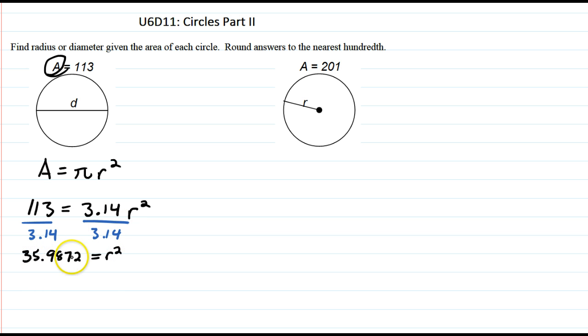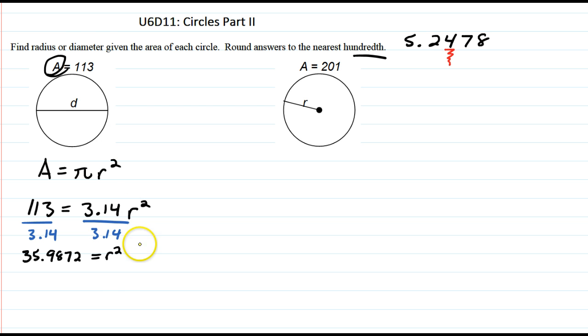I don't want to round to my final answer. That's why I carried it out to 4 decimal places. The hundredths place in a number, so if I had a number like 5.2478, the hundredths place is the second digit after the decimal. So we'll worry about that when we get to our answer.